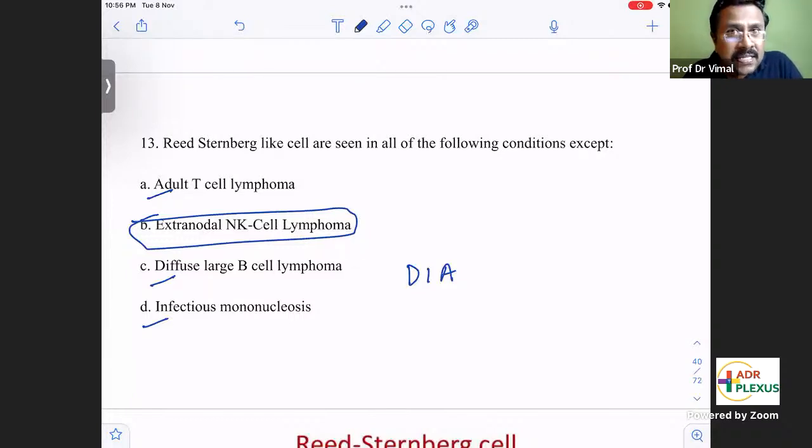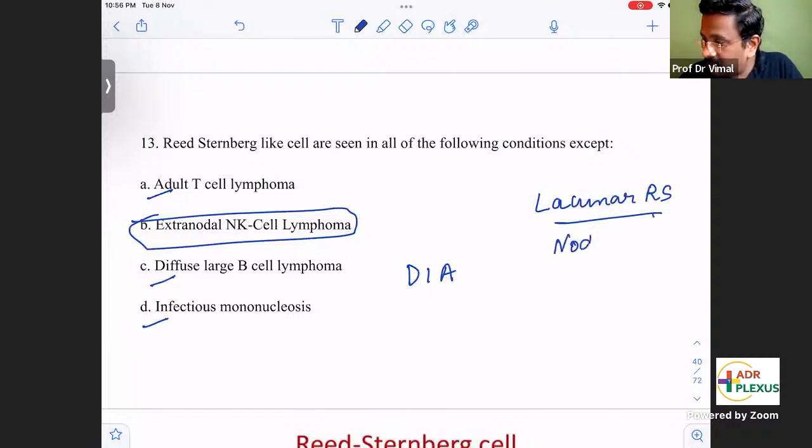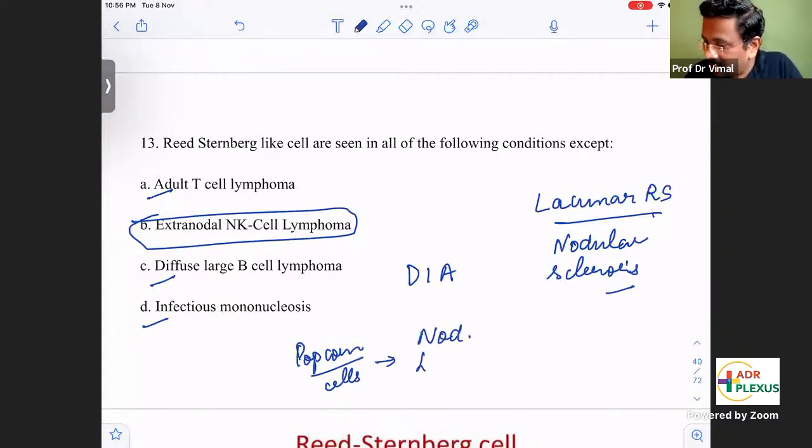Also remember another important MCQ, the lacunar RS cell. Lacunar RS cells are seen in which type of Hodgkin's lymphoma? Here you will see them in nodular sclerosis. Very good. In which condition will you see popcorn cells? Popcorn RS cells are seen in nodular lymphocyte predominant Hodgkin's lymphoma.